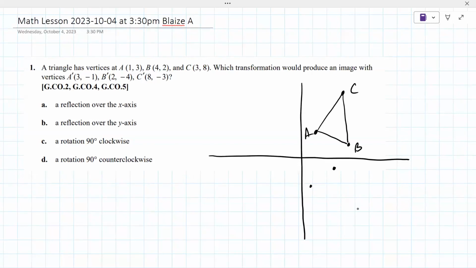Why is this not looking right? This is one of the issues I have with doing it by hand, is it's not looking right, but that's okay. All right, so this is A, this is B, and this is C.